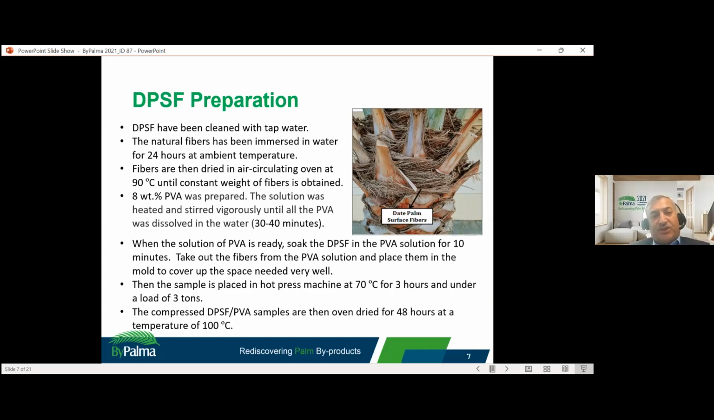And we have a simple procedure: collecting these surface fibers, cleaning and drying them to reduce the moisture content. Then we prepared the PVA solution with a specific concentration after many experiments. Then we soaked these fibers in this solution and took them to the hot press machine, and we try to form our samples at a relatively low temperature.